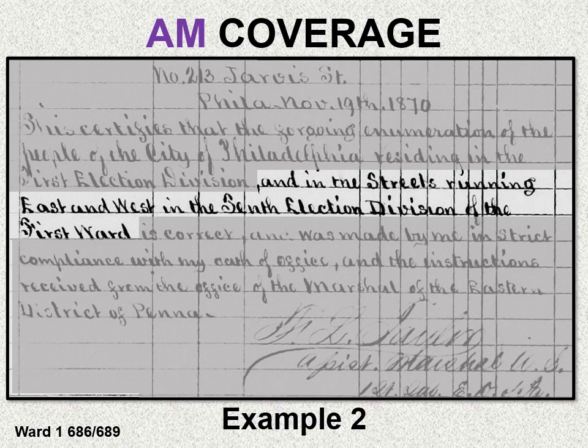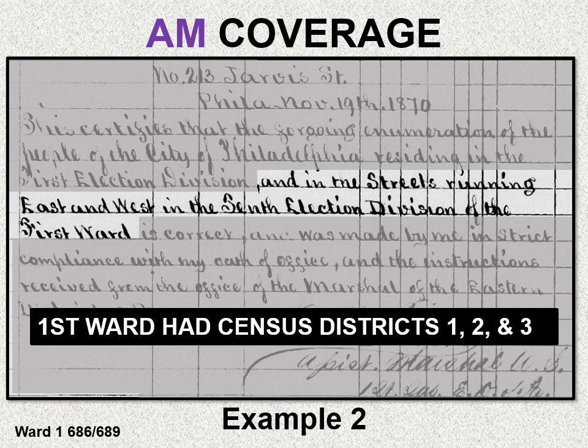Doesn't make sense. First of all, these, quote, election divisions are not census districts. I already showed you that the 1st Ward had census districts 1, 2, and 3, not 10th election division. But more importantly, census takers since 1880 have usually enumerated their areas block by block, not just along a street over a number of blocks. That's an eye-opener, and I could see that when I did some of the name transcriptions.